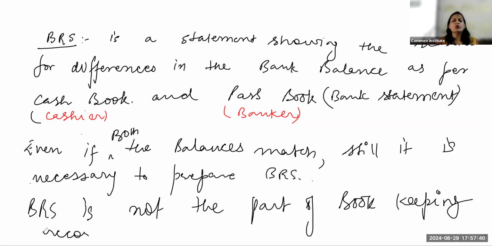Okay, and therefore it does not have any format as such. No fixed format is there because it is not part of the formal bookkeeping records. It is just for our convenience, or say for our comfort we are preparing. Why? Because we want to know why my banker is saying 1,05,000 is the balance, my cashier is saying 1 lakh. So, obviously I'd like to know why this difference in the balance is there.